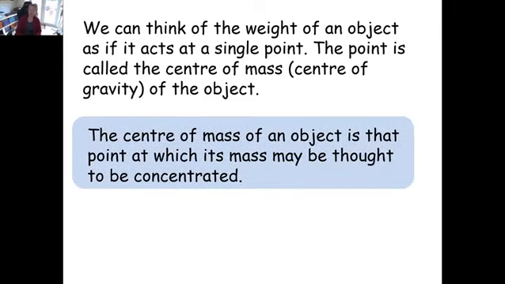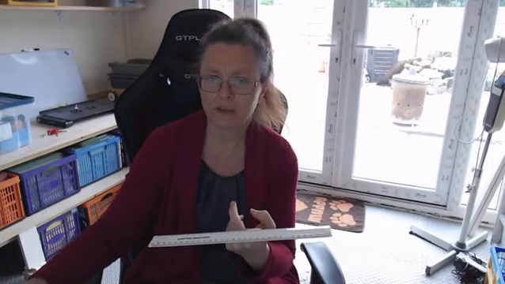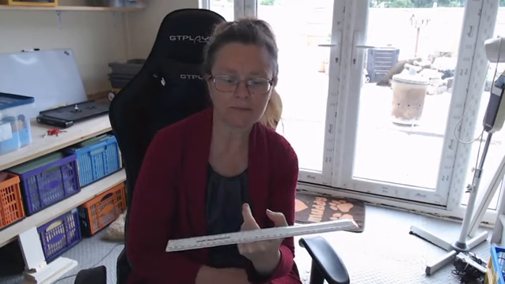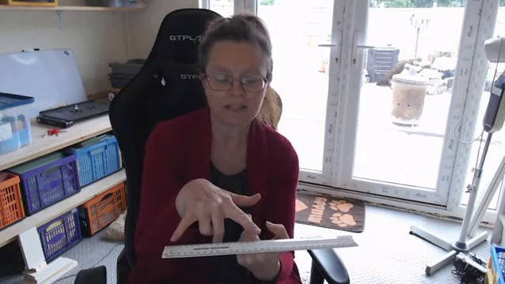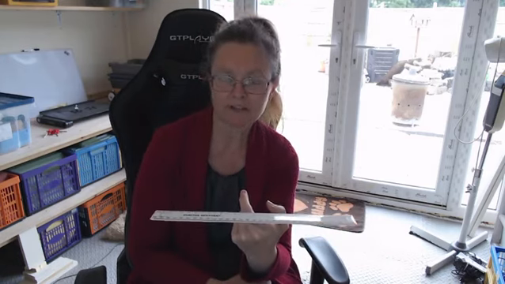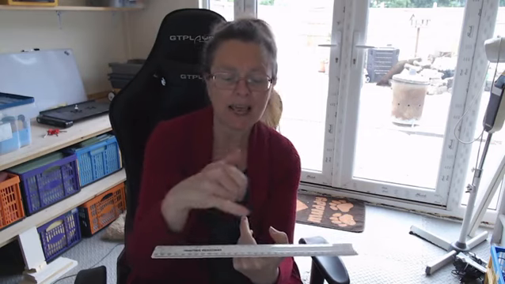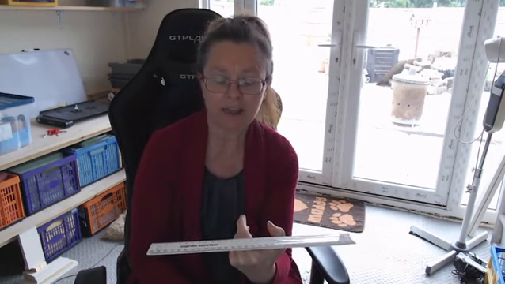And you can demonstrate that by simply balancing a ruler on the tip of your finger. The point of balance is at the centre of mass, and you would be able to hold the ruler in place. Okay, so you can see that's exactly what I'm doing here. We have a ruler that's 30 centimetres long and 15 centimetres along is around the centre point. So you can see I'm just balancing the ruler at that exact point. So we would say the centre of mass of the ruler is at this location there.